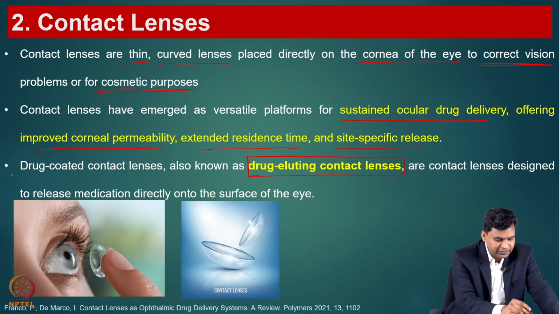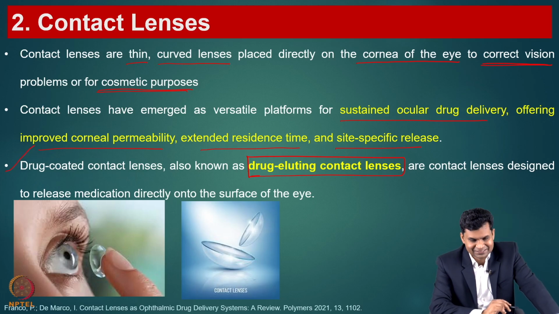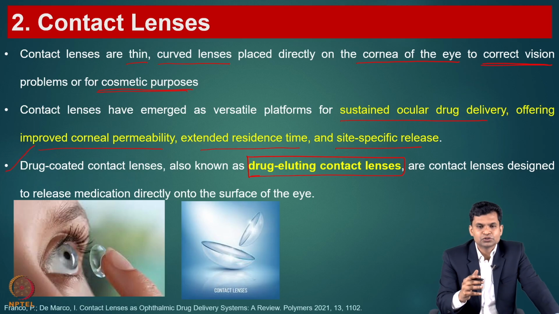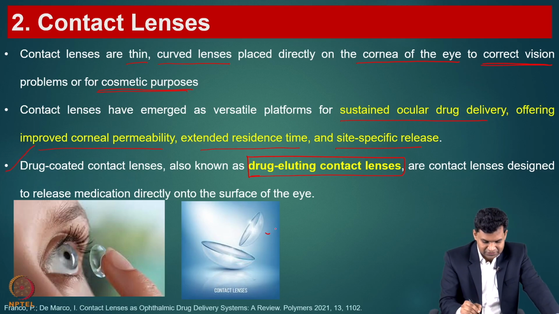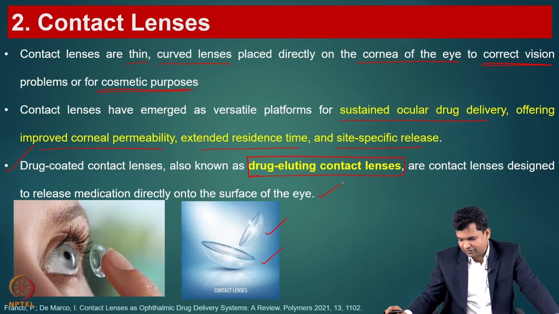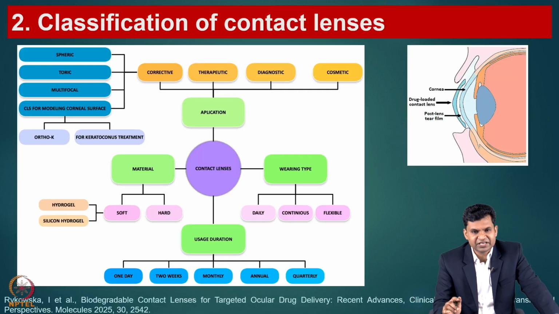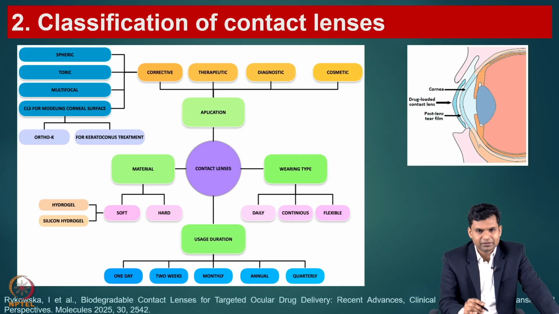So, the drug coated contact lens has a huge demand in the pharmaceutical industries. This will slowly release the drug into the eye. Now, you can see the pictorial representation of the contact lens. These are preferably designed for the treatment of the eye. So, this is a classification. We can classify based on 4 parameters.